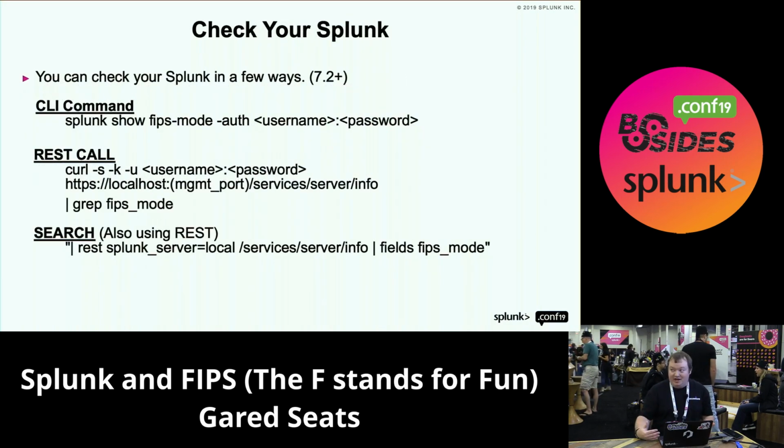If you want to do a quick check to see if you are running in FIPS, in 7.2 they added a few neat features. You can do it via CLI commands. You can do a REST call, which is helpful if you have to check your several hundred node cluster. Or you could try to use search as well. I've seen mixed success for some reason on this, but they should all work the way you think they should.